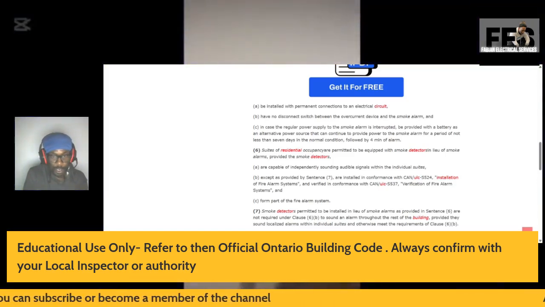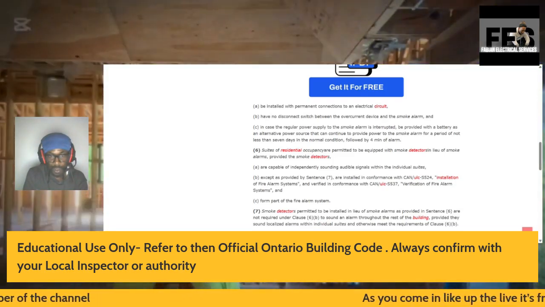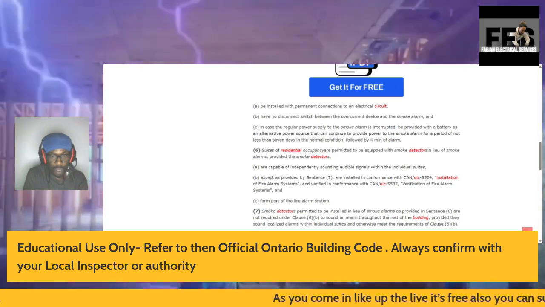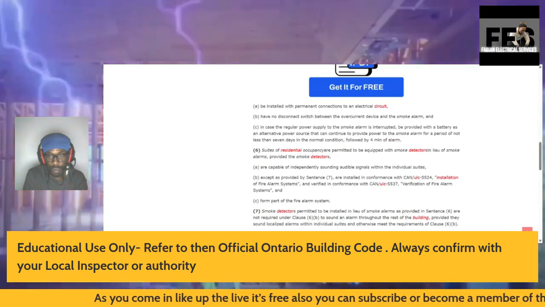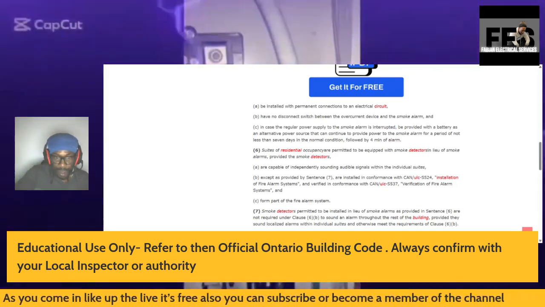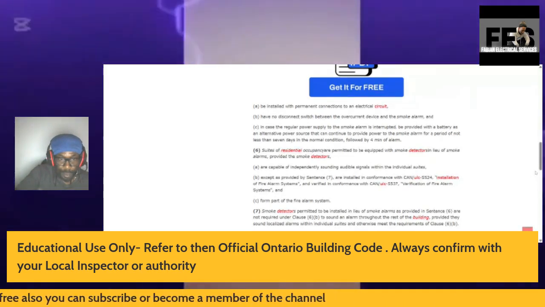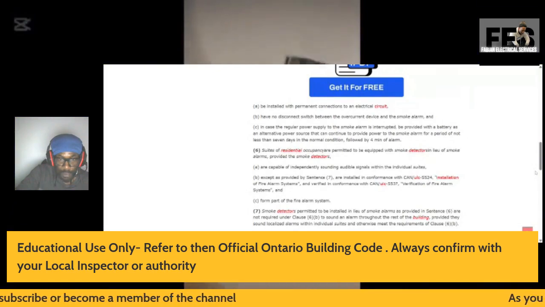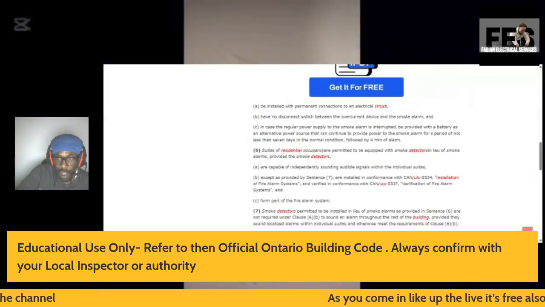Smoke detectors permitted to be installed in lieu of smoke alarms as provided in sentence 6 are not required under clause 6 to sound an alarm throughout the rest of the building, provided they sound localized alarms within individual suites and otherwise meet the requirements of the clause.